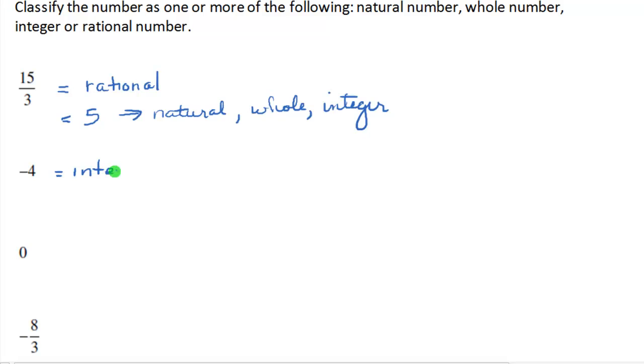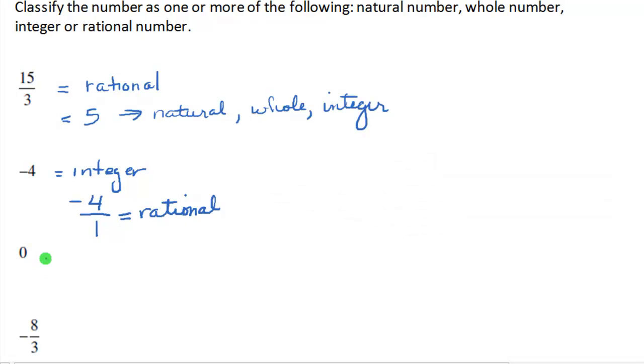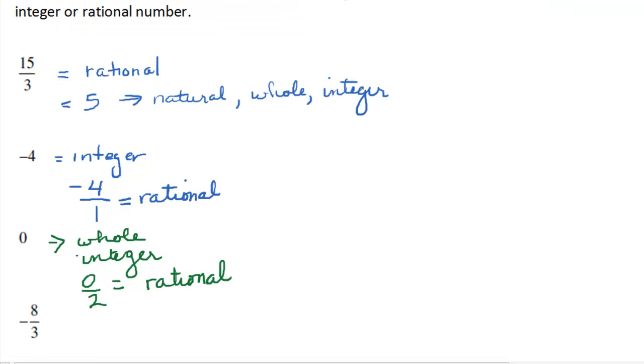Now let's look at -4. This is the opposite of the whole number 4, so it's an integer. But if we write it also as -4/1, we have a ratio of integers, so -4 is also rational. The number 0, we know that that's a whole number, and we know that it's also an integer. And because we can write it as the ratio of 0 divided by 2, or 0 divided by any number except 0, then we know that 0 is also rational.